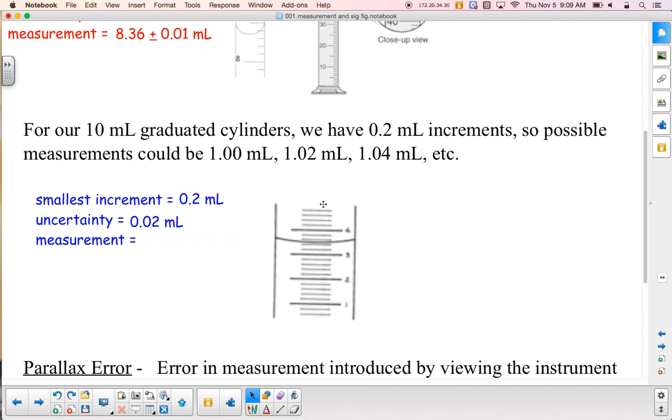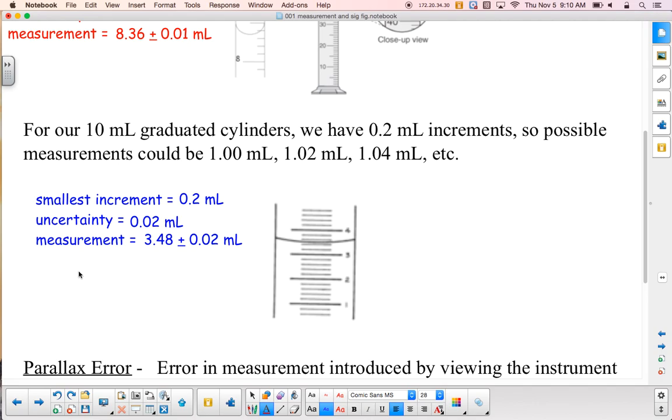And now I know that I need to read my measurement all the way out to the second decimal place, and that I need to end in the second decimal place with something that's a multiple of 0.02. So my measurement here, I know it's past the 3, past the 3.2, past the 3.4, and on its way to 3.6. It looks to me that we aren't quite halfway between 3.4 and 3.6, so I'm going to estimate that we're at 3.48 plus or minus 0.02 milliliters.